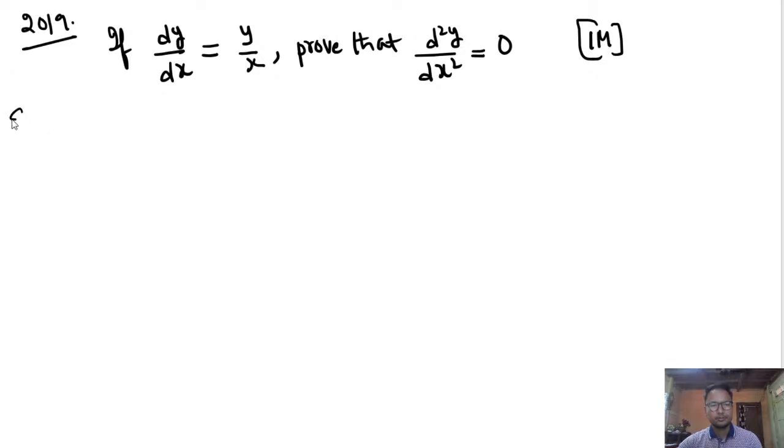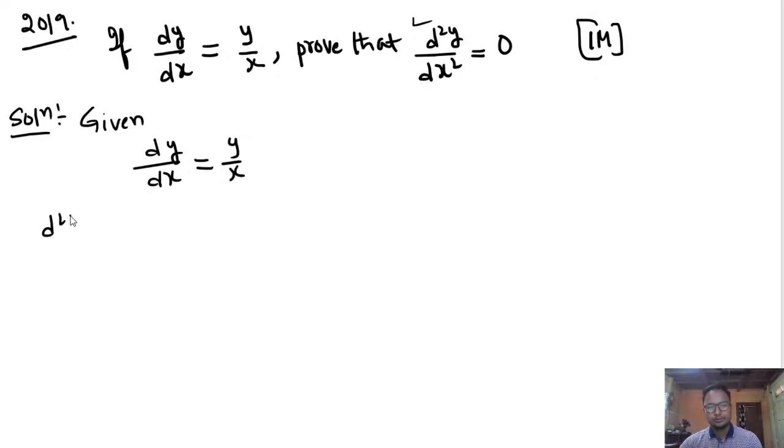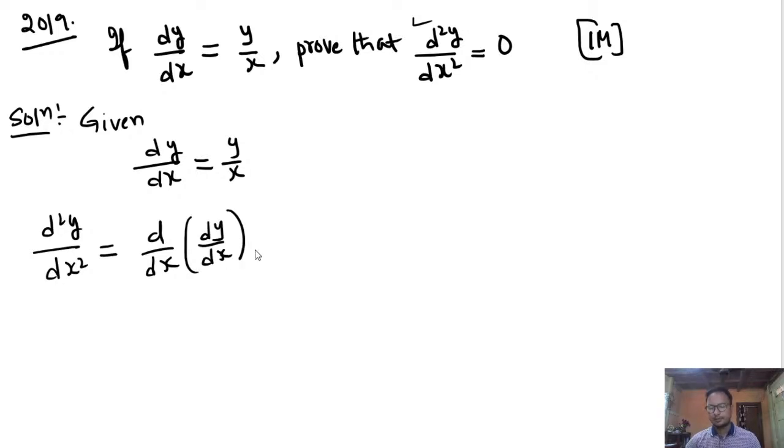Solution. What is given here? dy by dx is given as y by x. Now, we are going to prove d2y by dx squared is 0. We know d2y by dx squared is d by dx of dy by dx, right? Now, let's try to differentiate the value.